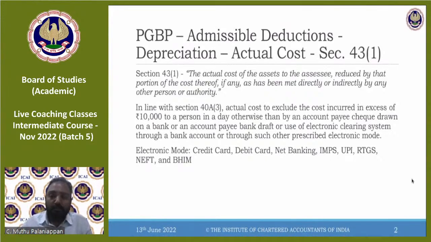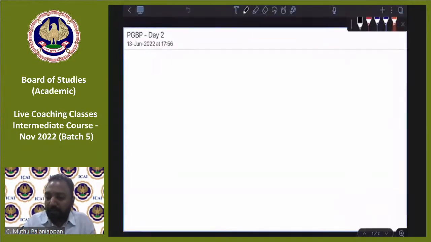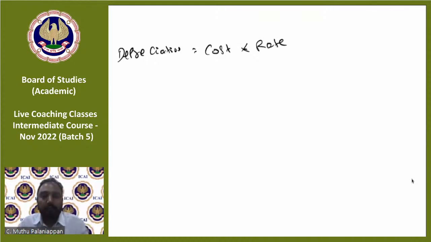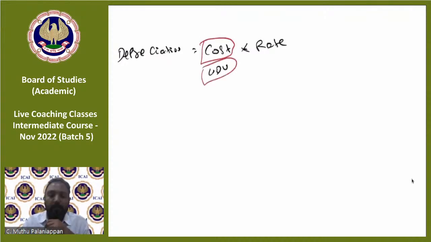Now, when we understood depreciation, depreciation is basically cost into the rate, right? Cost into applying the rate will give you the depreciation. In case of the written down value method, we'll keep it as WDV, right? So we need to understand these two terms. What is cost? What is WDV? We need to understand these two terms to properly compute the depreciation.